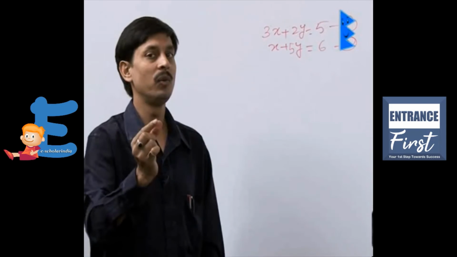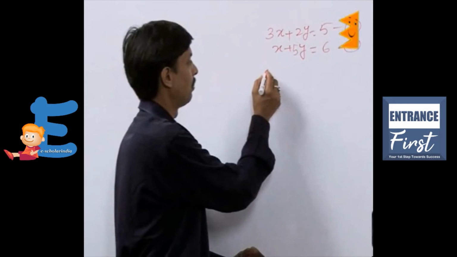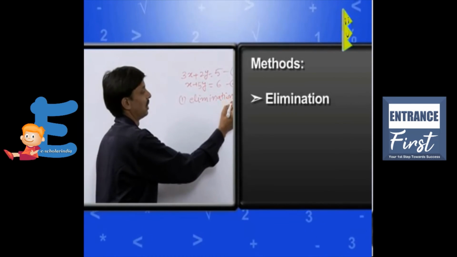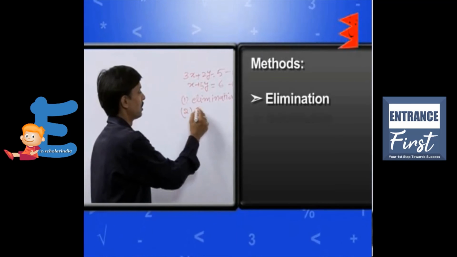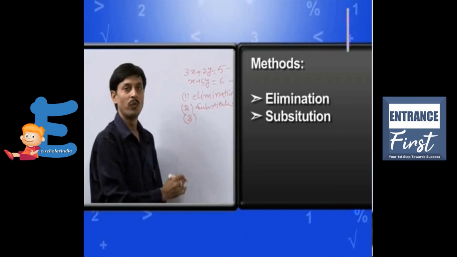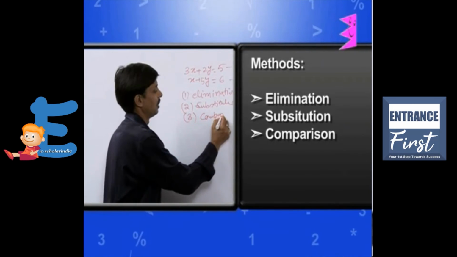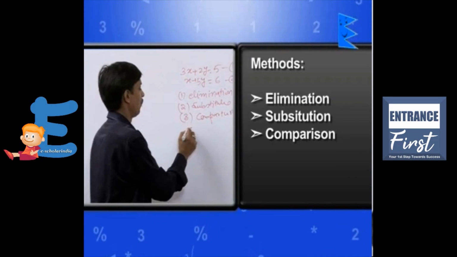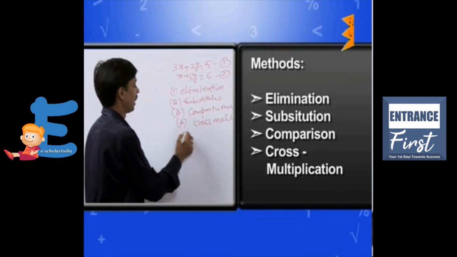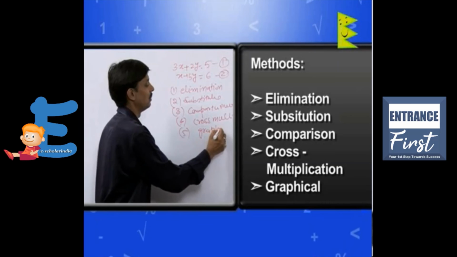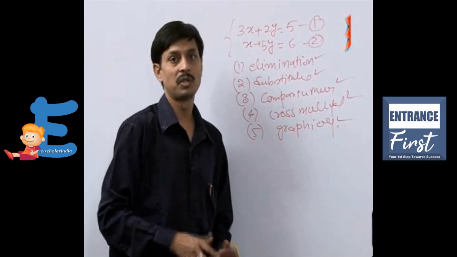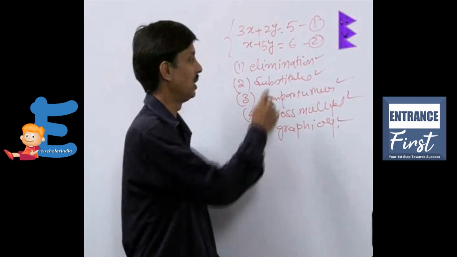I am writing how many ways we have to solve it. Number 1, the elimination method. Second, the substitution method. Third, the comparison method. Fourth, the cross multiplication method, and the last one is the graphical method. So first of all I am starting with how to solve a system of simultaneous linear equations with the method of elimination.